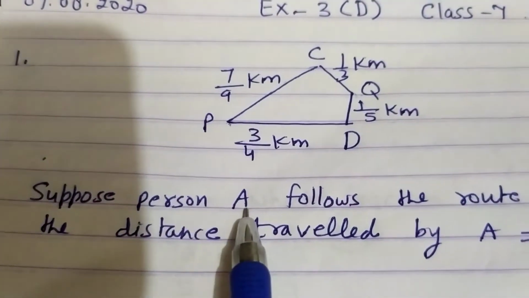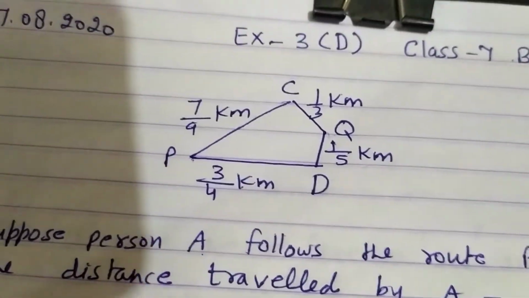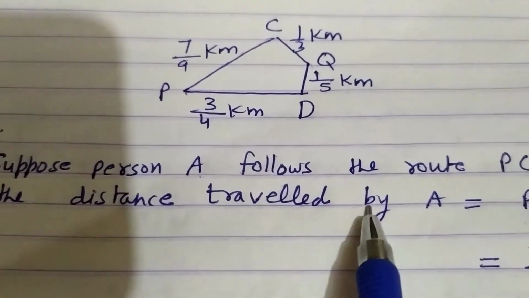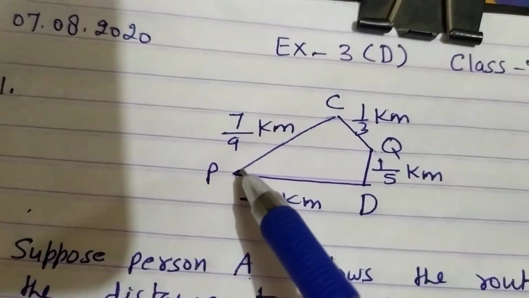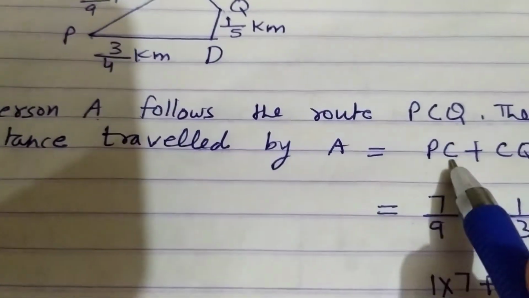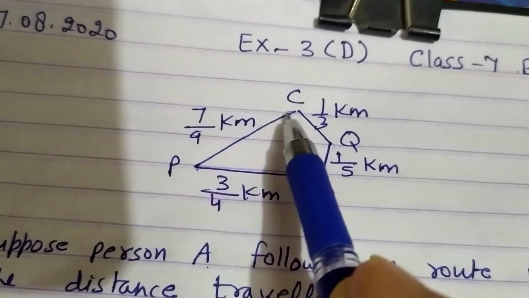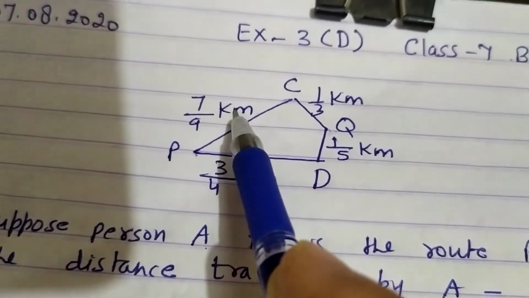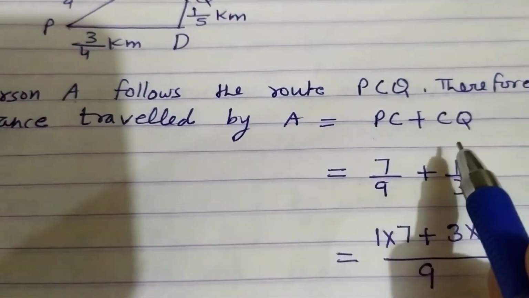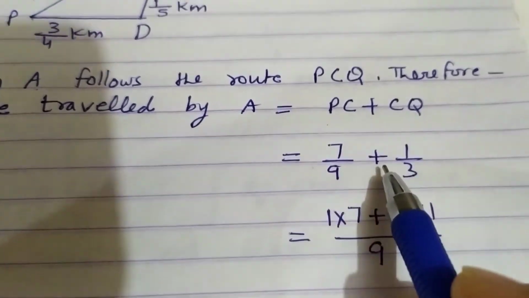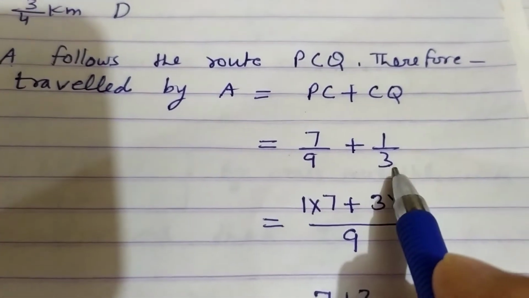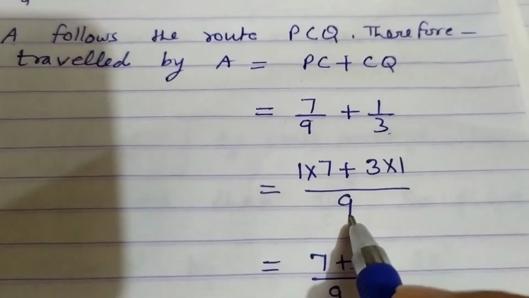Suppose person A follows the route PCQ. This is PCQ. Therefore, the distance travelled by A will be addition of this route PC plus CQ. Distance of PC is 7 upon 9 km and distance of CQ is 1 upon 3 km. So, we will add these two distances, 7 upon 9 plus 1 upon 3. First, we will find LCM of 9 and 3. LCM of 9 and 3 will be 9.